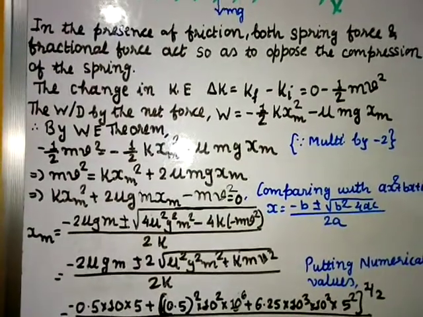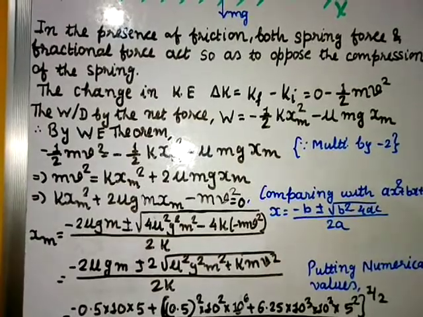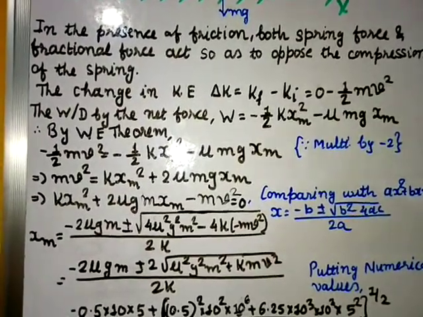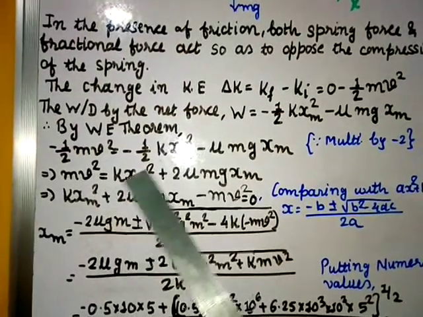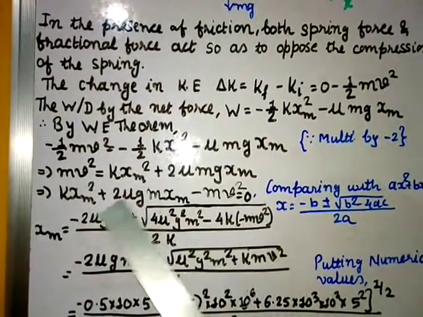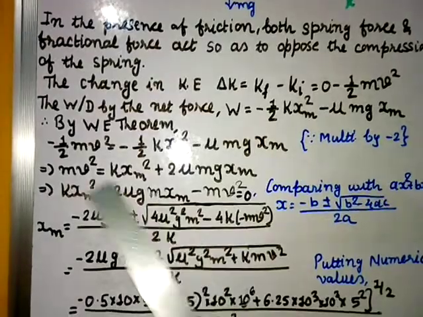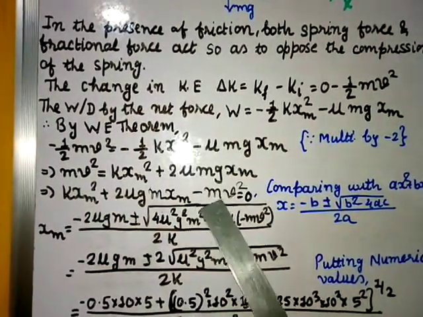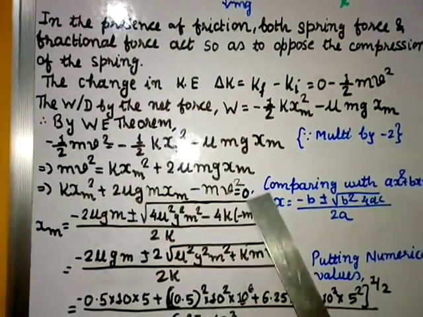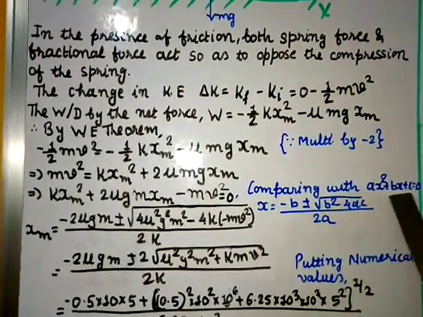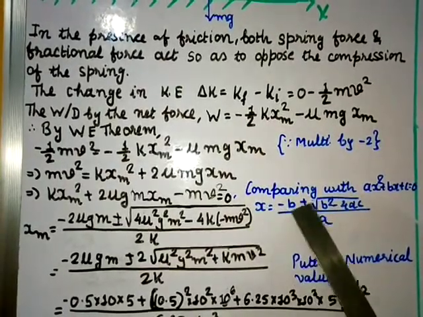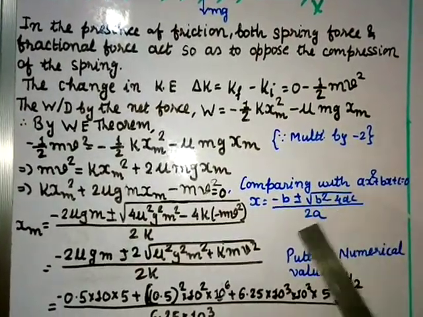Now we shall write this in a quadratic equation. Quadratic form where xm is the variable, right? Because we have to find the value of xm. So I keep here k xm square as it is, plus this value as it is, 2 mu g m xm, and this mv square I transfer, so it becomes negative, minus mv square, and here remains 0. Now comparing with the quadratic equation ax square plus bx plus c equal to 0, then we know the value of x is given as minus b plus or minus square root of b square minus 4ac by 2a.